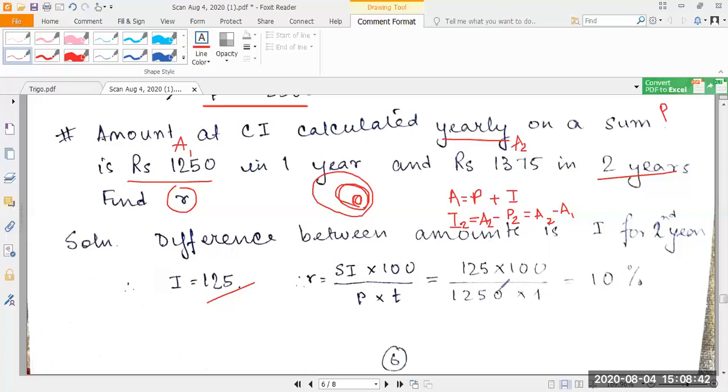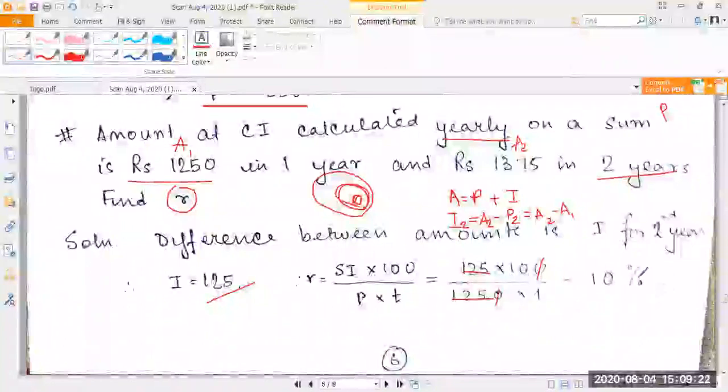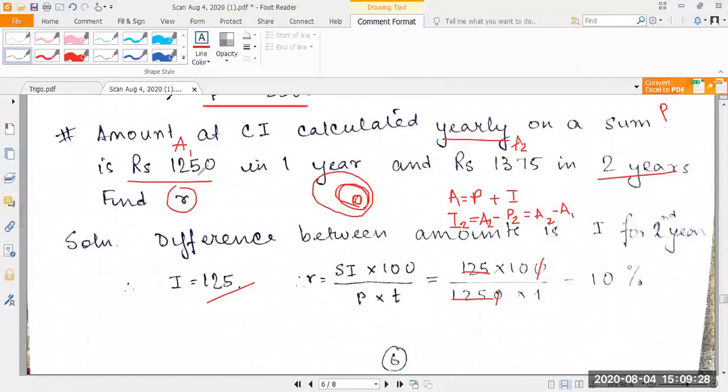So we cancel out 0 on this side, and going by the calculations, you get R equals 10%. So essentially, we get the rate of interest to be 10%. So the amount at CI calculated yearly on a sum is rupees 1,250 in the first year and rupees 1,375 in 2 years. So the rate of interest comes out to be 10%.